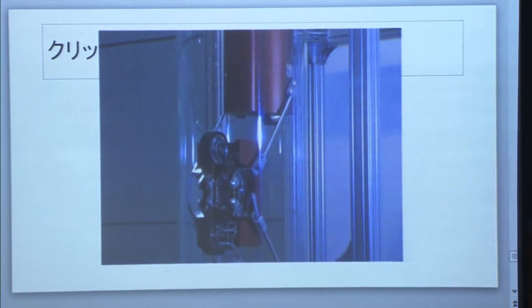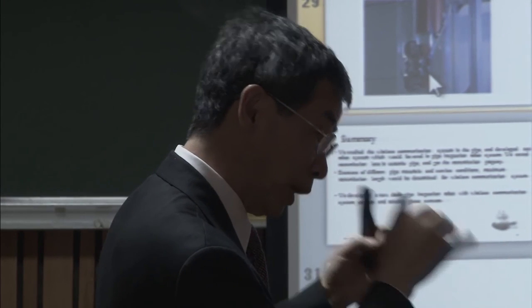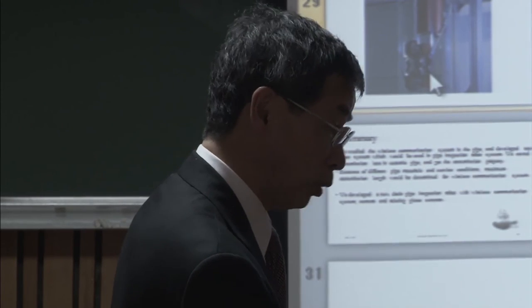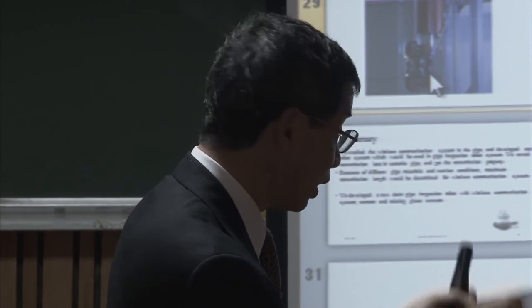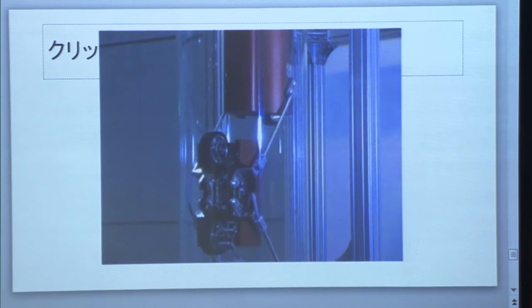The company's main job is checking pipes. They use this robot in plant lines. When some plants are in trouble, they are asked to go there and make a check using this robot. And this is also used in the real world.